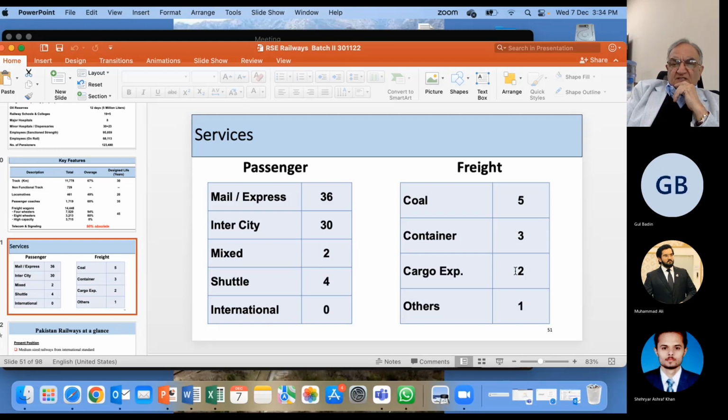Now, when you look at this, this is not much, frankly, on the freight side. Cargo, I personally feel that cities like Multan, Sakkar, Faisalabad, Gujranwala, Sialkot, even Gujarat, Peshawar and Rawalpindi.